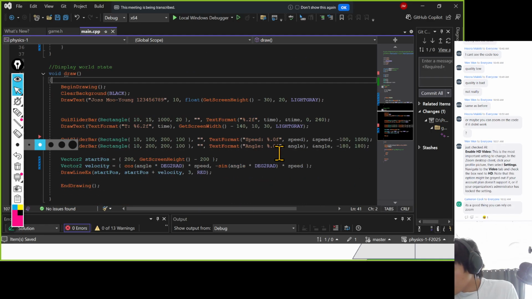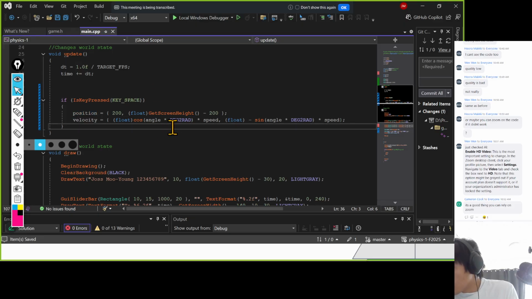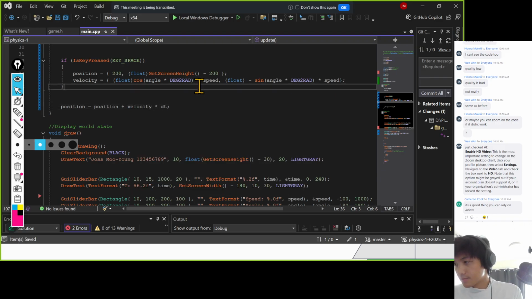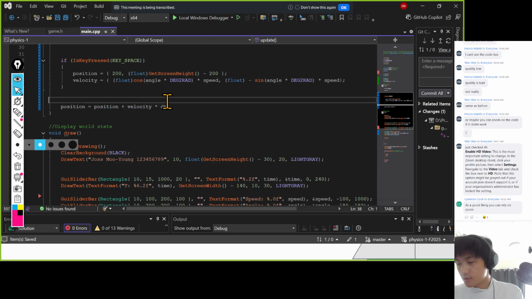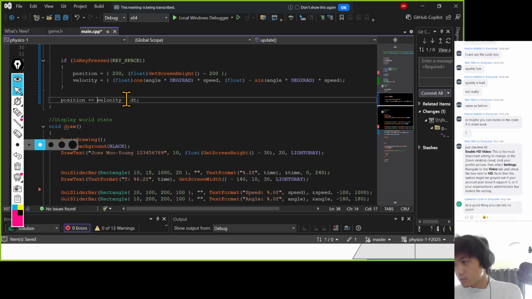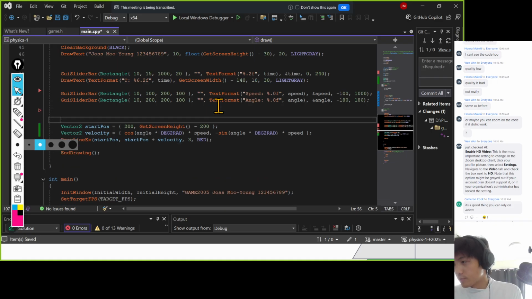Cool. And I will draw a ball based on this position value, and I'm going to update the position of this ball based on this velocity value. So let's do every frame position equals position plus velocity times delta time. Does that look familiar? It's just going to do it with x and with y. You could also write this as position plus equals.